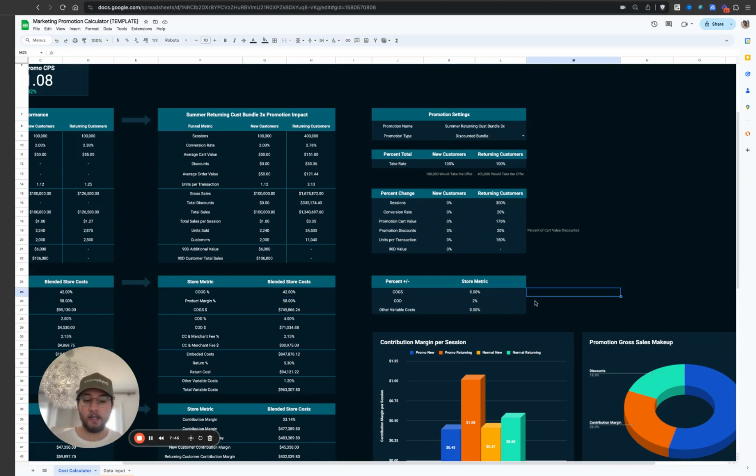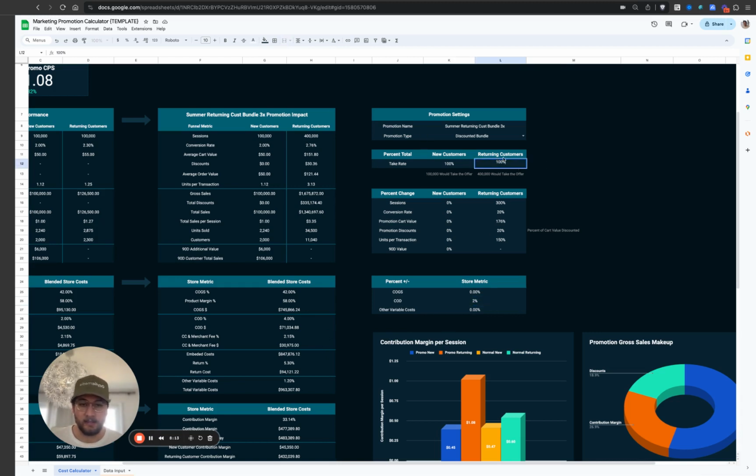Now, cost of delivery, maybe our fulfillment isn't as used to fulfilling a bigger order like this. Maybe we're covering more shipping than we normally would with this promotion. So we're going to increase cost of delivery accordingly by 2%. Keep in mind that cost of delivery and the store level metrics are blended between new and returning customers. So this will also affect the cost of delivery for new customers. So keep in mind that these are blended and you have to put those in accordingly. Now, those are all the metrics we want to throw in.